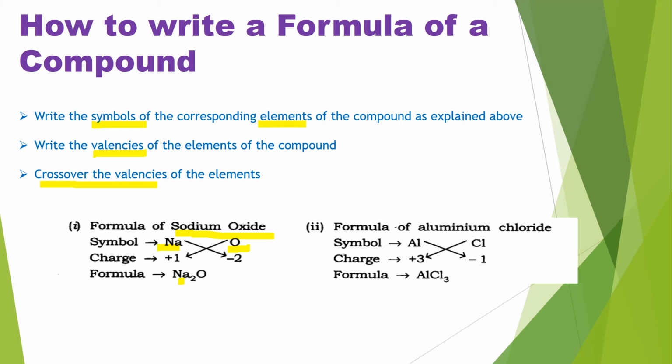Another example, aluminium chloride. Now aluminium, the symbol is Al, chloride, the symbol is Cl. Now aluminium Al3 plus, so valency is 3, and chlorine it is -1. Now I am crossing Al to 1, so Al, and Cl with 3, so Cl3, AlCl3, aluminium chloride. So these are some of the best examples of how to do that.